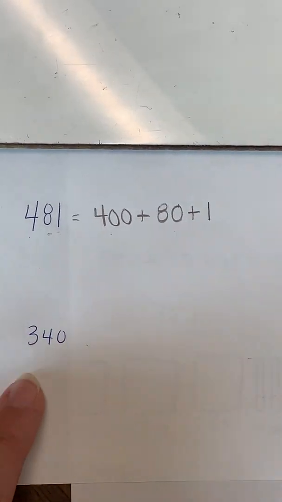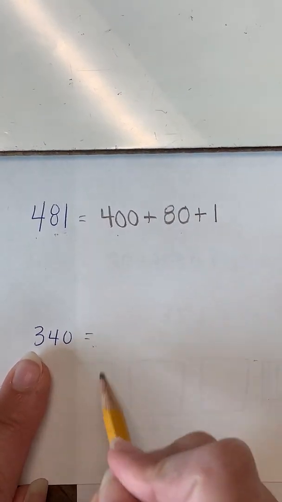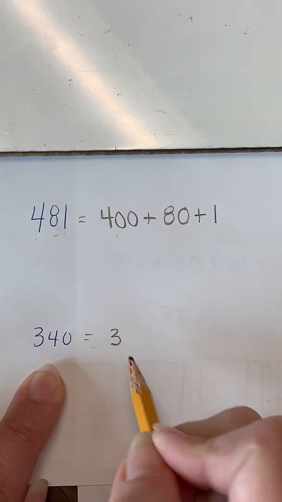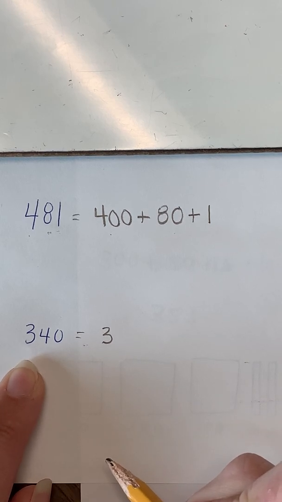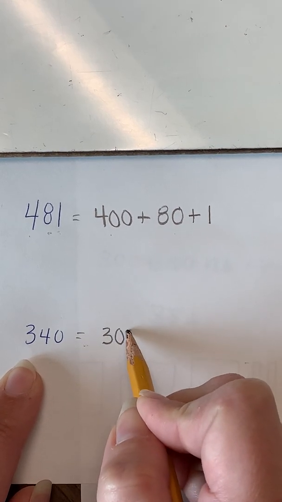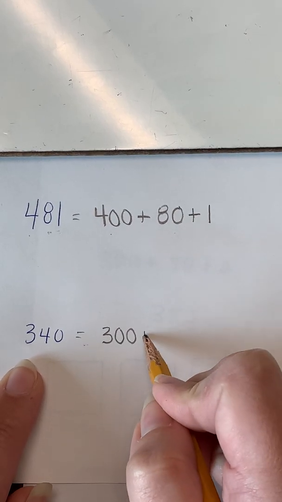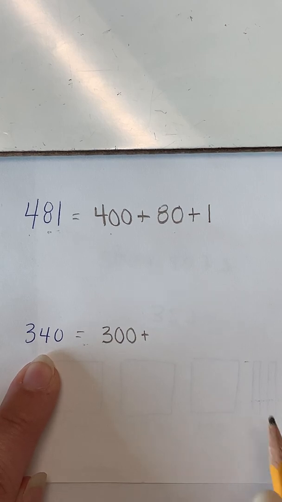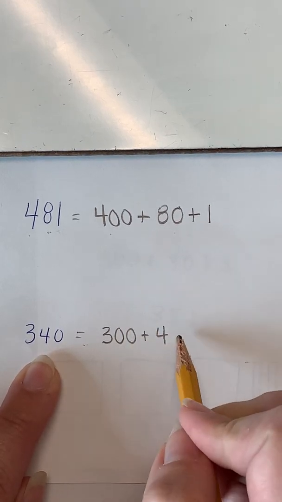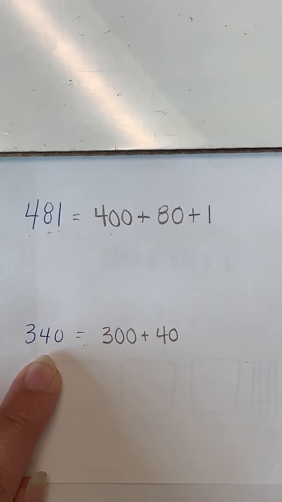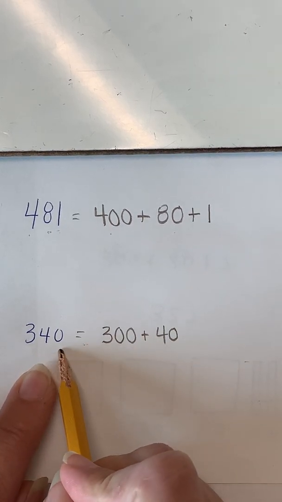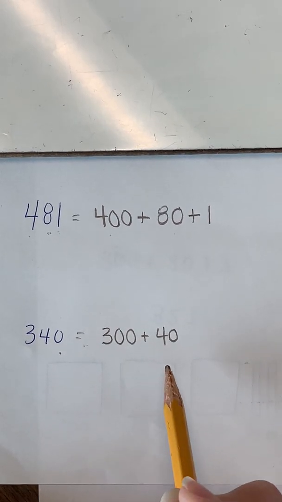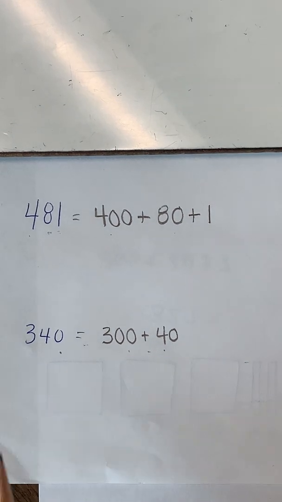Now I want you to try 340. Start with our hundreds. 3 hundreds plus how many tens did we use? 4 and a 0, 40. Are there any ones in my number 340? Nope. 300 plus 40 is 340.